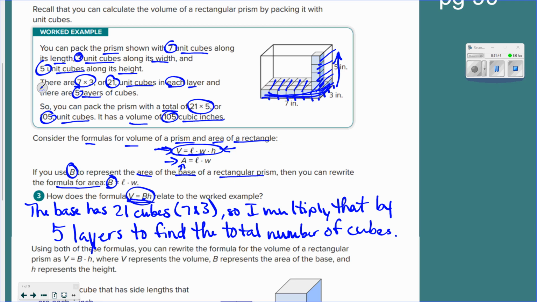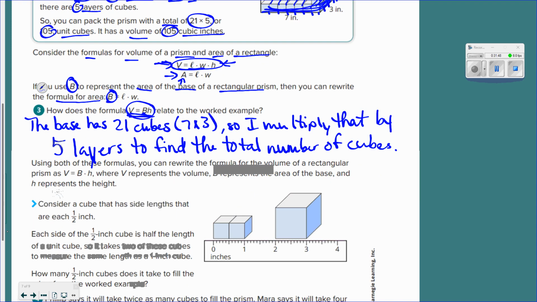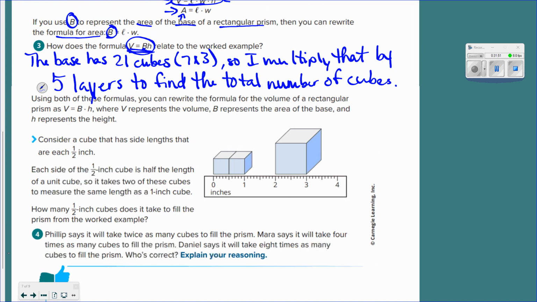Okay, now, using both of these formulas, you can rewrite the formula for the volume of a rectangular prism as V equals BH, where V represents volume, B represents the area of the base, and H represents the height. So everybody's okay with that, yes? Any questions about it? Okay?